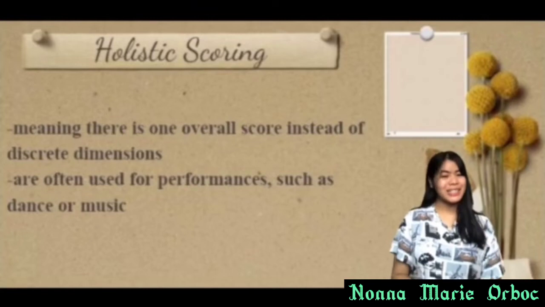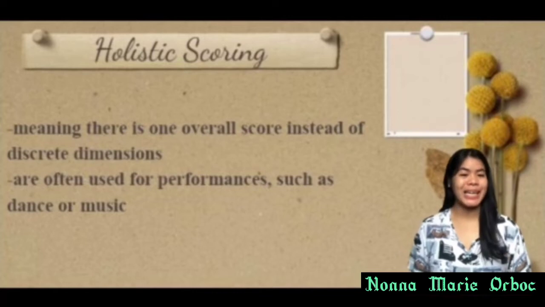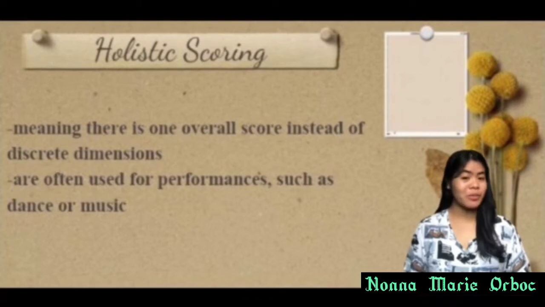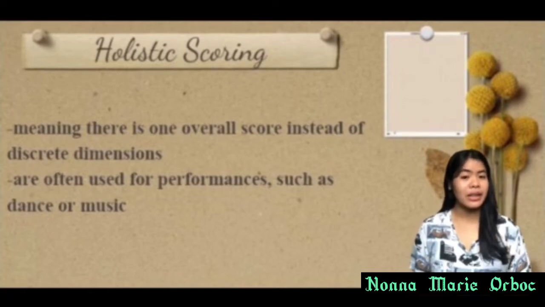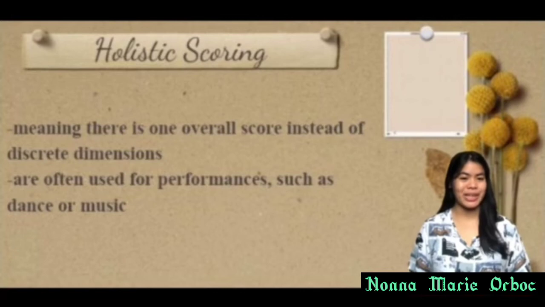And the last one is the holistic scoring. From the word itself, holistic, meaning as a whole, the student will be scored holistically and there is one overall score instead of discrete dimensions. Holistic scales are often used for performances such as dance and music. Although holistic scales can be easier to create and to score, the disadvantage is they do not provide the amount of feedback that is possible with a rating scale that includes multiple dimensions. Below is an example of a holistic rubric.